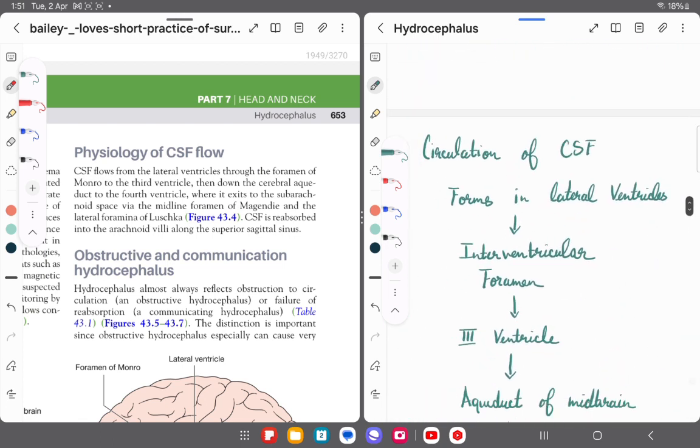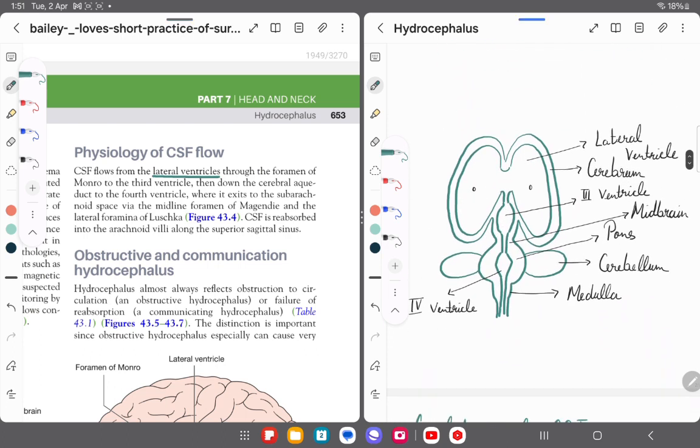So let us see what is written in the book. CSF flows from the lateral ventricles through the foramen of Monro to the third ventricle. So lateral ventricles into the interventricular foramina through the foramen of Monro to the third ventricle. Then down the cerebral aqueduct to the fourth ventricle, where it exits to the subarachnoid space via the midline foramen of Magendie and the lateral foramen of Luschka.